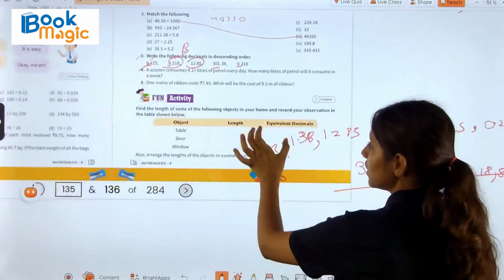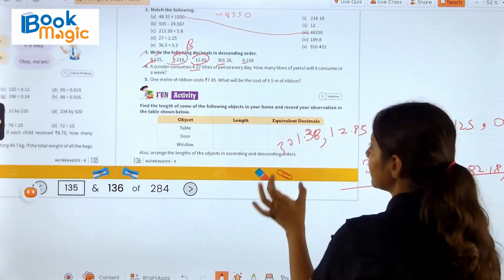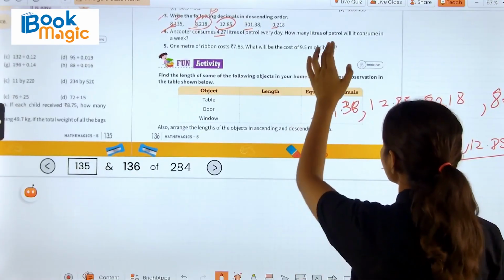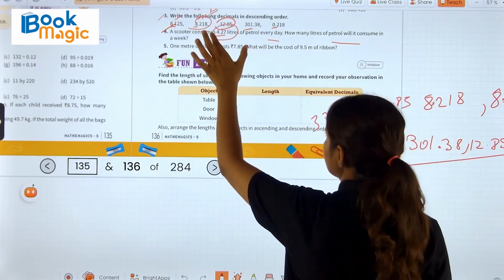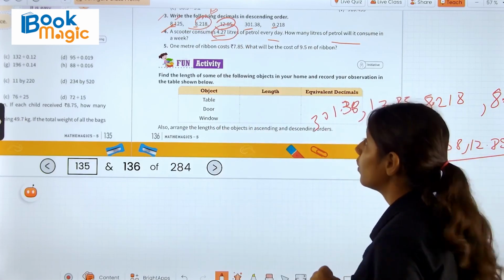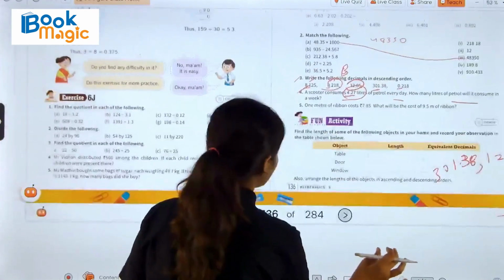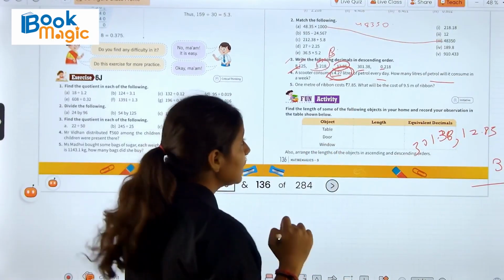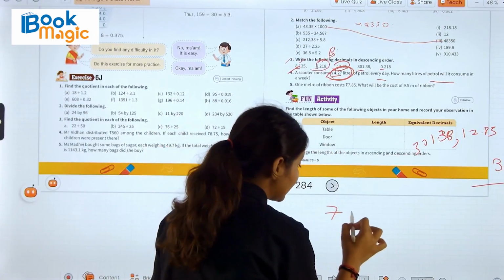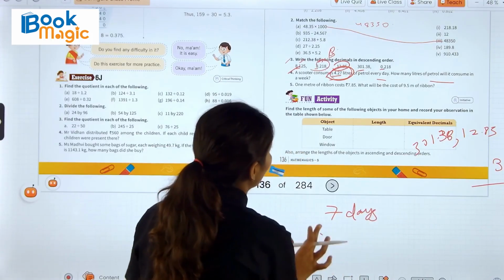Then we have question number 4. A scooter consumes 4.27 liters of petrol every day. How many liters of petrol will it consume in a week? So in one day it consumes this many liters. The scooter consumes 4.27 liters per day. How many days are in a week? 7 days. That means we have to multiply this with 7.